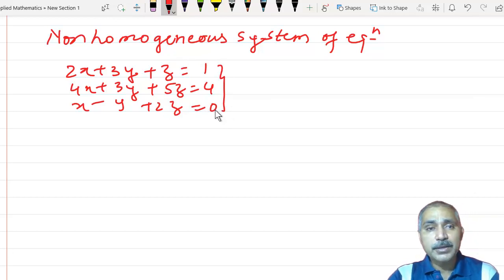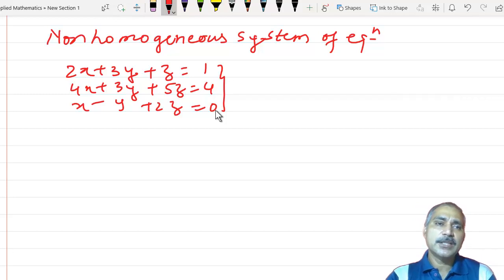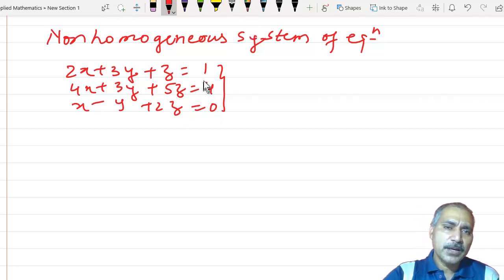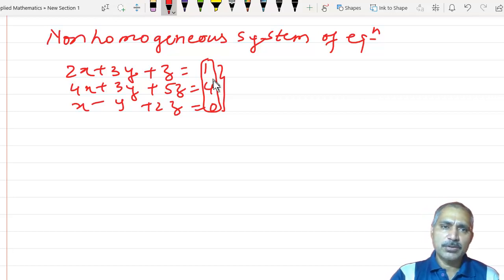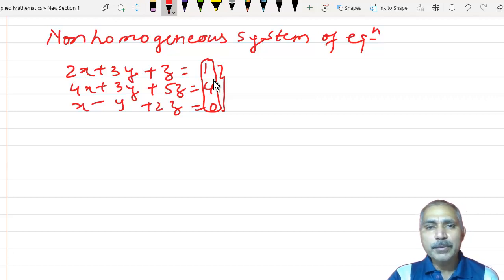If all of them become 0, it becomes a homogeneous system of equations. If at least one of them is not equal to 0, it becomes a non-homogeneous system. When it comes to a homogeneous system, all the three elements on the right side, the constant part, should be 0. In the case of non-homogeneous, at least one of them will be non-zero. That means at least one number will be present which is not equal to 0.